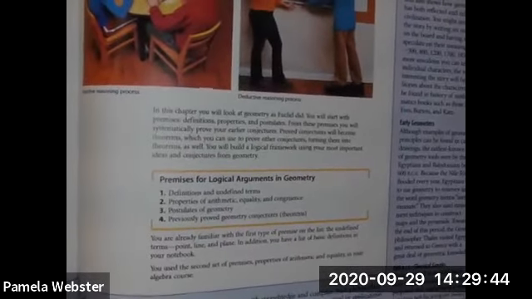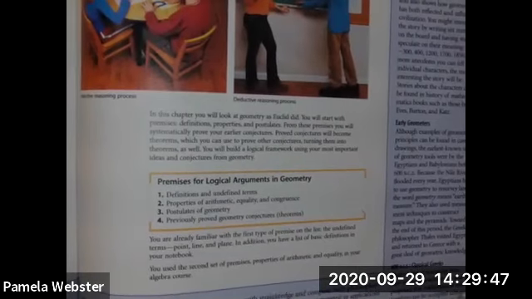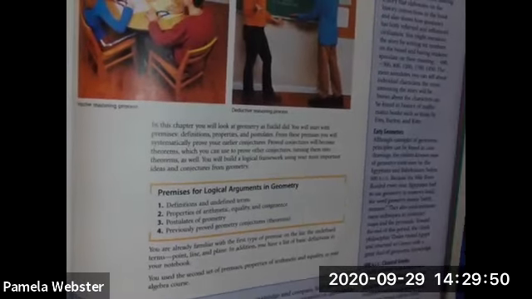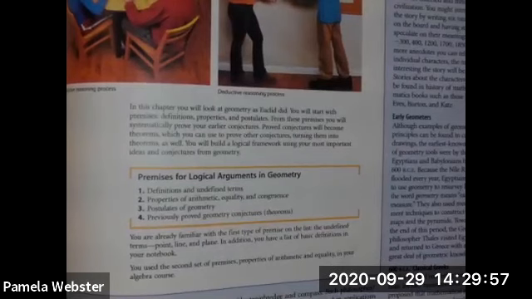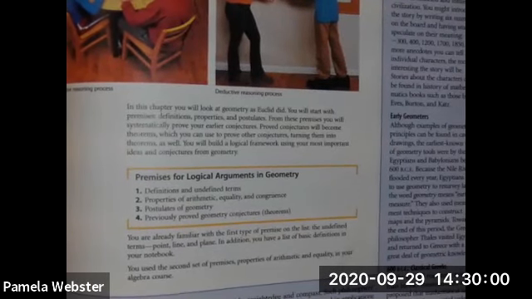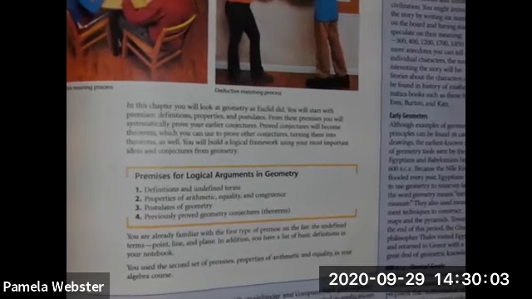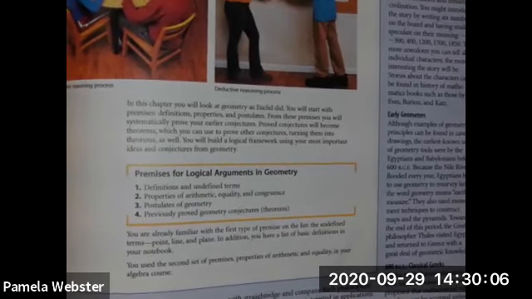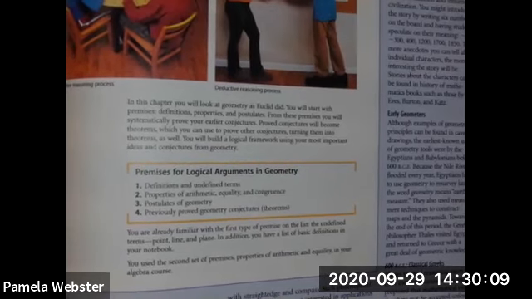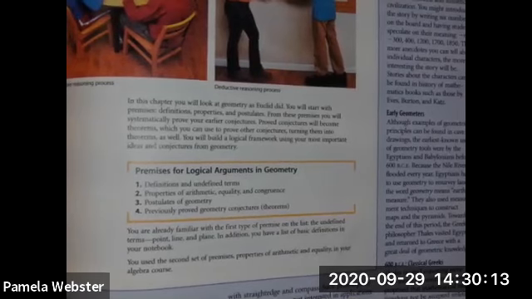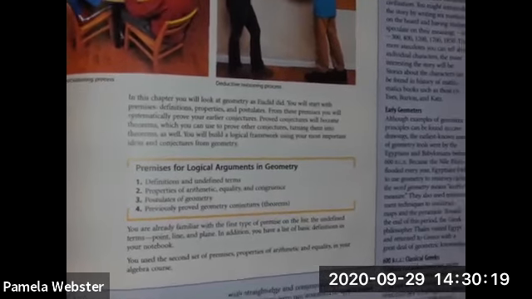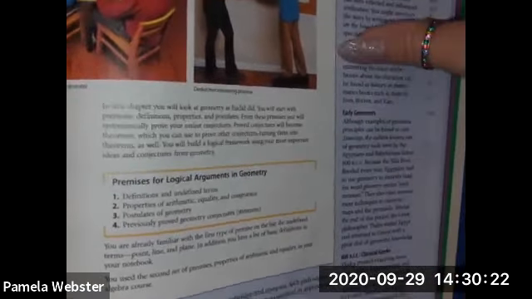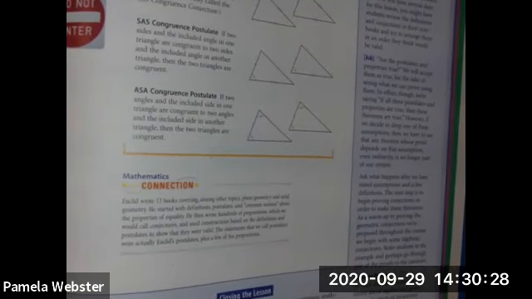Premises for logical arguments in geometry. We always have definitions and undefined terms. There's always properties of arithmetic, equality, and congruence that I can refer back to. There's always postulates of geometry, so we need to make sure we know what postulate really means. So hold on to that thought. And then there's previously proved geometry conjectures. Once they're proven, you can call them theorems because we have a proof for that theorem. It doesn't matter if you call them theorems. If you want to continue calling them conjectures, that's fine. But we're going to prove a lot of them, and then once we have proven them, then we know for a fact that they're real and they're in there, right? Okay, so that's kind of the idea.